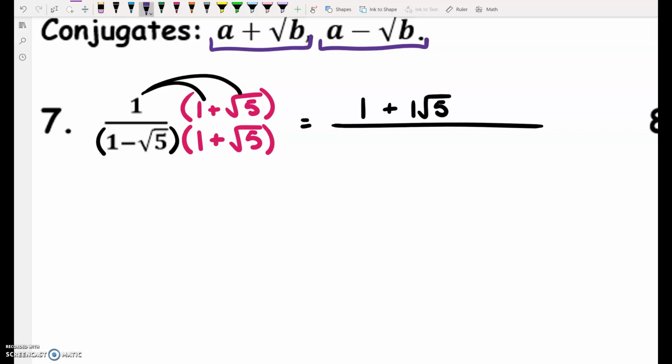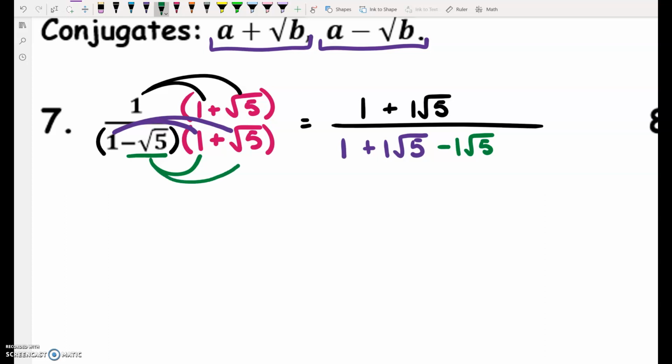On the bottom, we need to double distribute. 1 times 1 is 1. 1 times the square root of 5 is 1 times the square root of 5. Then we distribute the negative square root of 5. Negative square root of 5 times 1 is negative 1 square root of 5. The negative square root of 5 times the positive square root of 5.